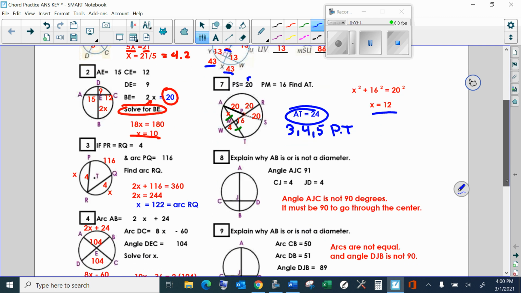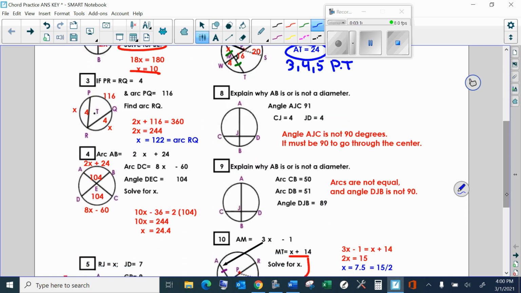All right, number 3. If the length of PR equals RQ, so that means those two chords are of equal value, that means their arcs are of equal value. They're also equidistant from the center. But that's not what we need to know. But we know their arcs are the same, so that's why you see x here and x here.